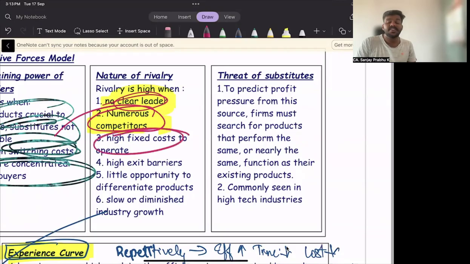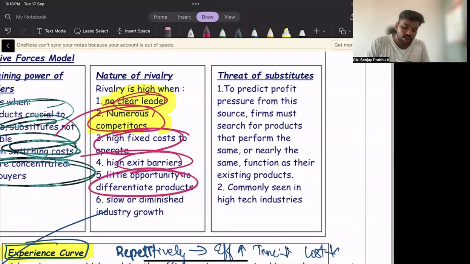Then high fixed cost. If the fixed cost is very high, we will be working at full capacity and producing a huge quantity. When we are producing in huge quantity, we will be ready to sell the product at a cheaper price. We will expand our business to full capacity and produce to the maximum, so we will be forced to sell our products at an even cheaper price. High exit barriers: when the exit barrier is high, we won't be able to stop our business, and we have no option other than to compete.